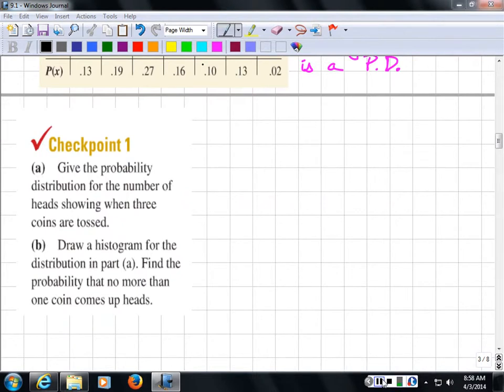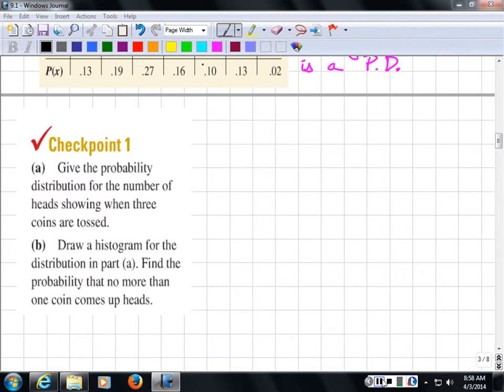Checkpoint number 1. We're going to give the probability distribution for the number of heads showing when 3 coins are tossed. B, we're going to draw a histogram for the distribution in part A, and we're going to find the probability that no more than 1 coin comes up heads. And we can do this in the next 15 minutes.